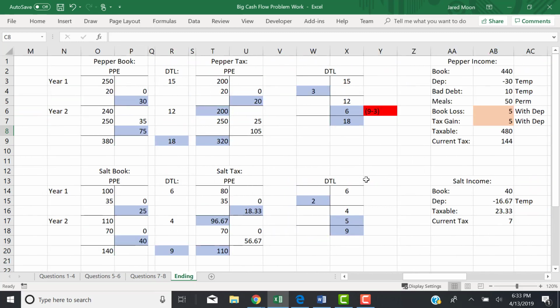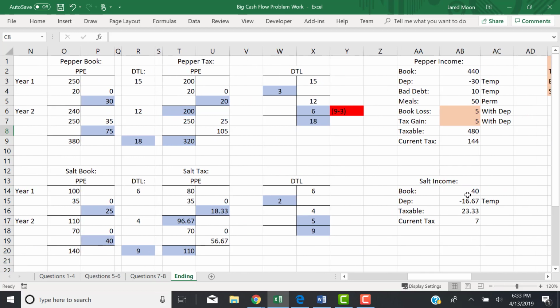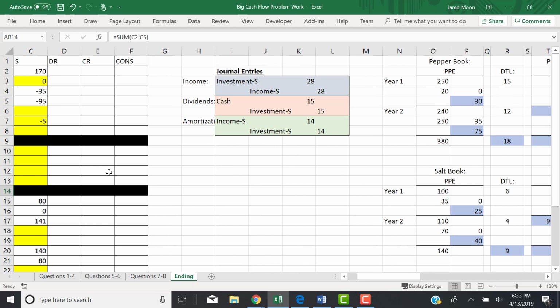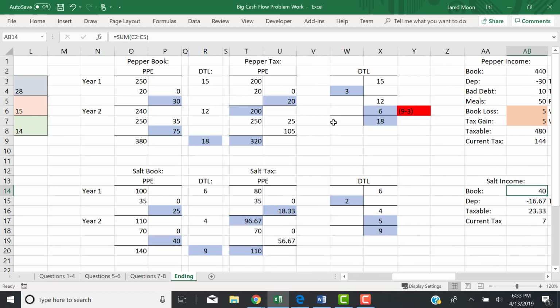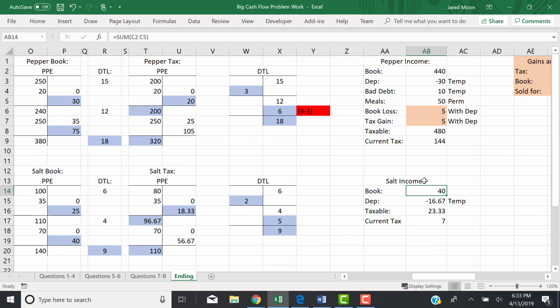Now let's come over here and reconcile our book to tax income. It starts with 40. How do we know that? Because before taxes, our revenue minus all of our expenses equals 40. You can do the math over there and you get that. The depreciation, we depreciated 16.67 more. 40 minus the 56.67, we depreciated 16 more, and our taxable income then is 23.33.